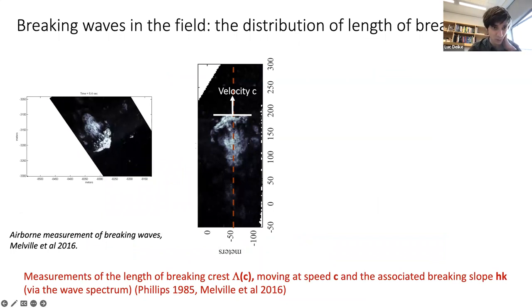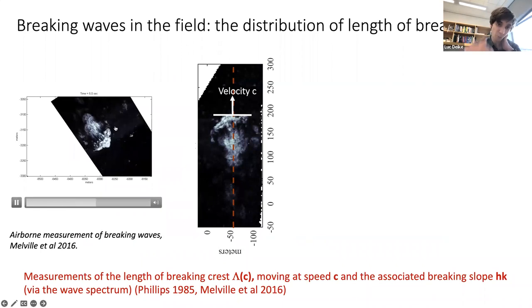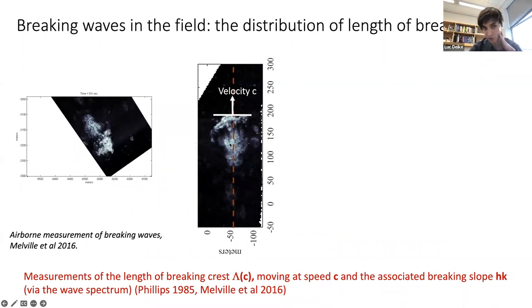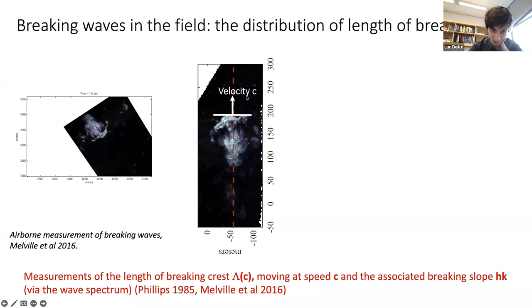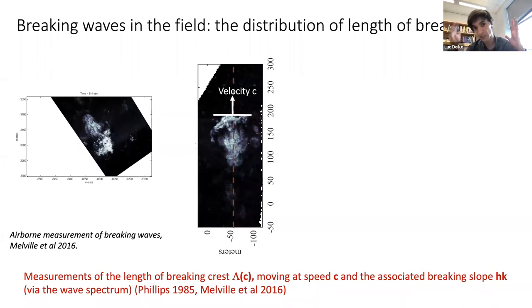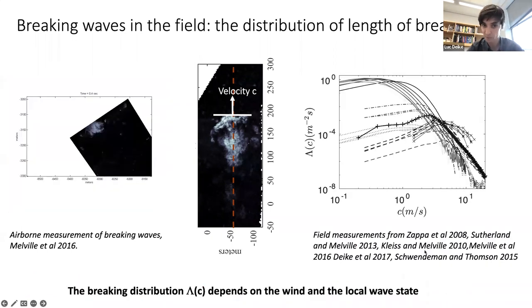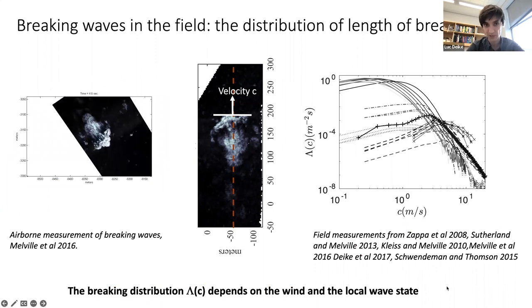So this is a movie from Ken Melville's group, with an aircraft flying over the ocean, and you see that breaking patch that moves in the opposite direction of the aircraft. And so from these movies, you can extract the length of the breaker and its speed. And if you do that, because air entrainment is characterized by the breaker speed and the breaker height, you can combine everything that I've been talking about and estimate the total amount of droplets being produced.